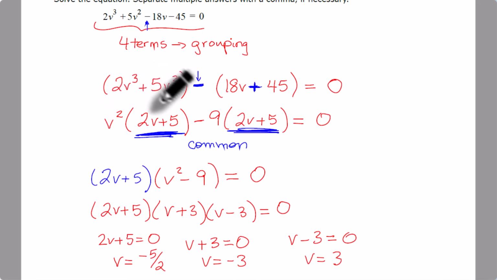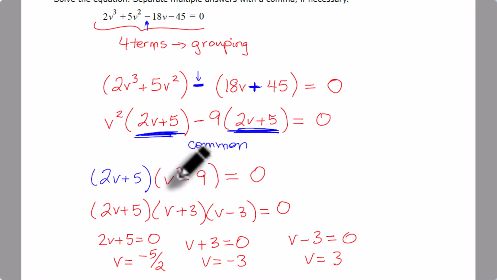So v squared, a 9. And then I've got more in common, this 2v plus 5, take it out. And when I get to this step, I'm wondering, is it completely factored?